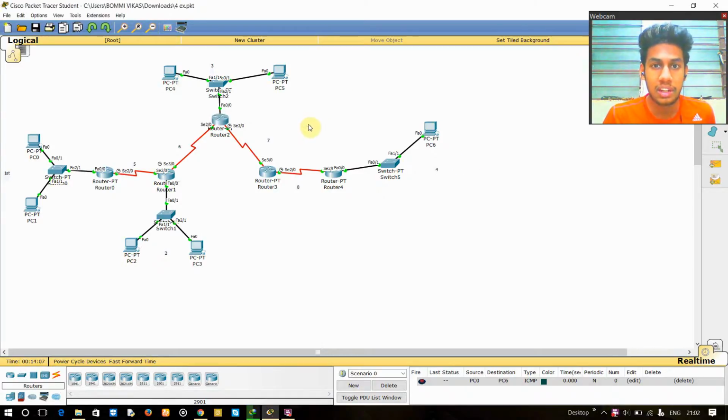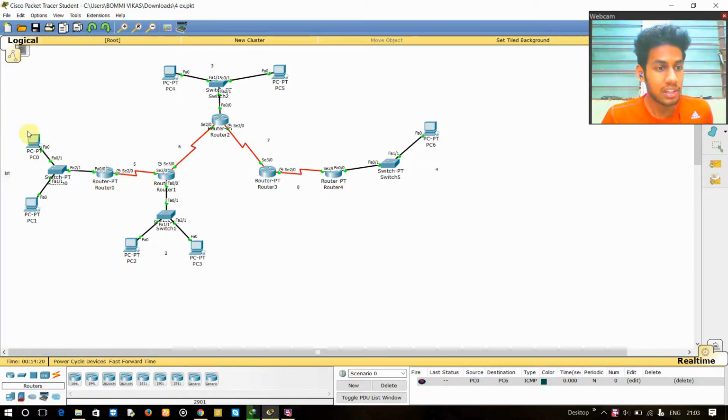So here we have a scenario. In this scenario we have four LANs which are connected using five routers, and each of the routers is connected to one of the LANs, whereas router 3 isn't. It is just a mediator.